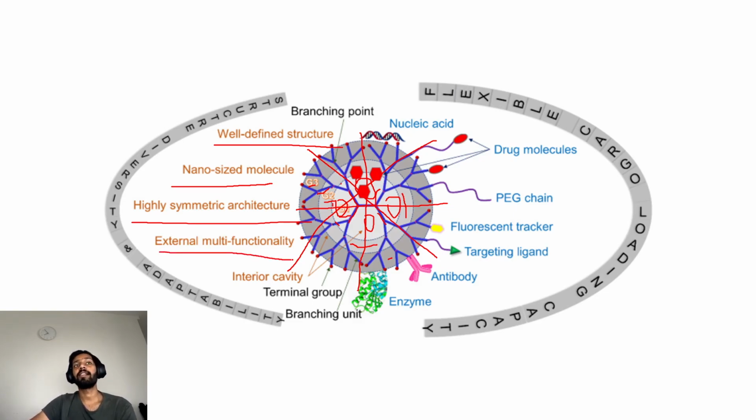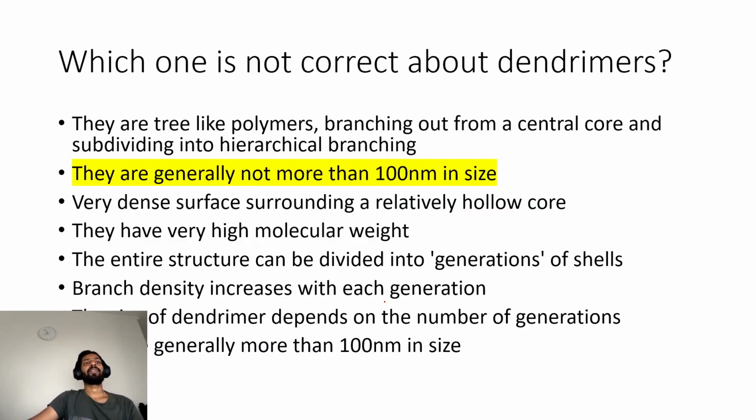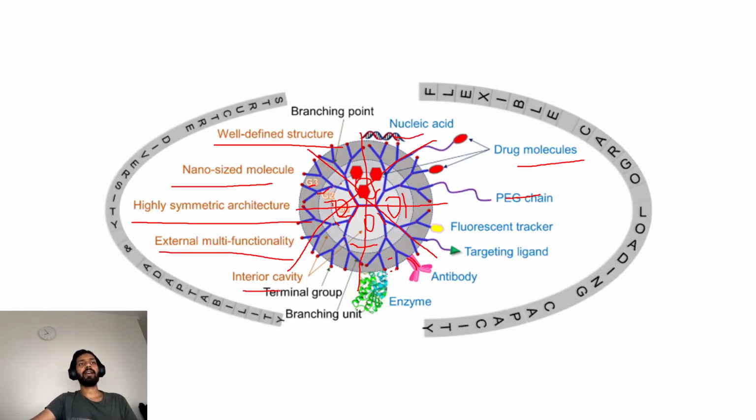And they have external multifunctionality. So if you look at the very periphery of the dendrimer, you can tag several things to it. You can tag antibodies, enzymes, targeting ligands, fluorescent trackers, spacer chains, drug molecules, nucleic acids. You can have multiple of these in combination with each other, so on and so forth. And sorry, they also have an interior cavity. So as I was discussing, there's a lot of empty space in the first generation. So their interior cavity is hollow, but as they go out, they become more and more densely packed, and as a result, not very hollow.